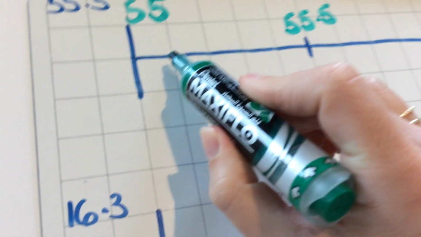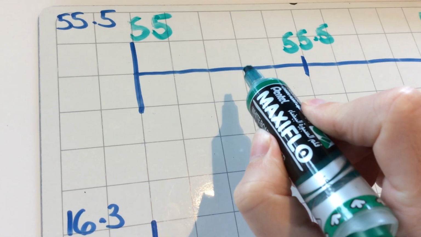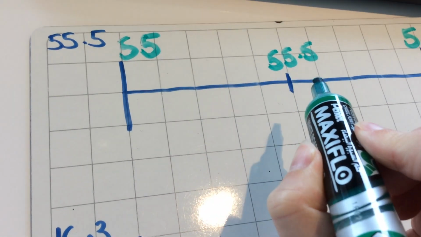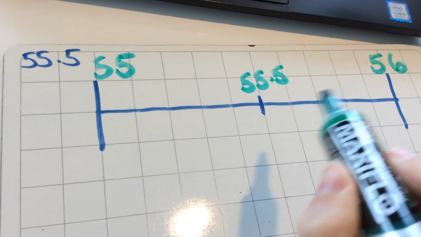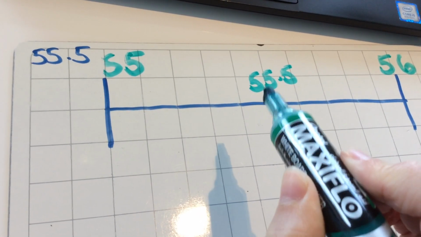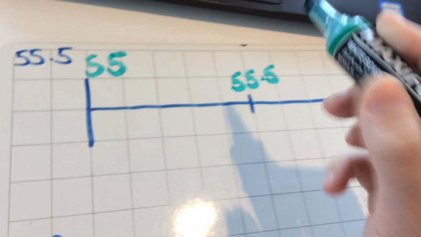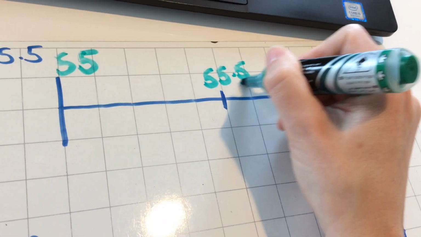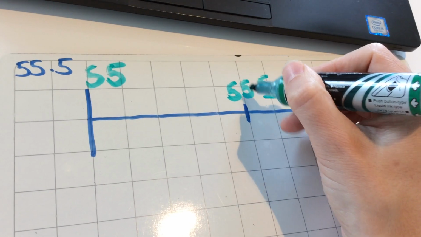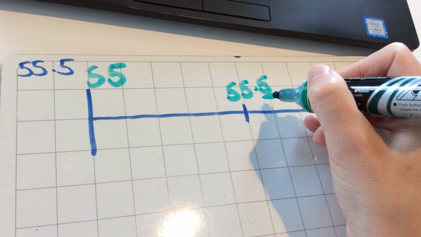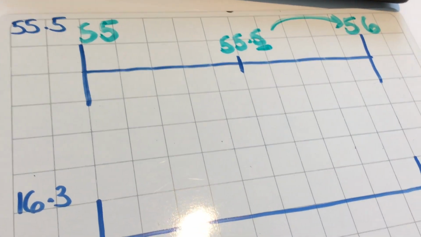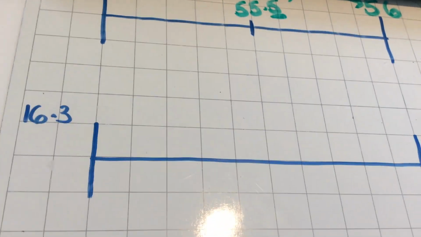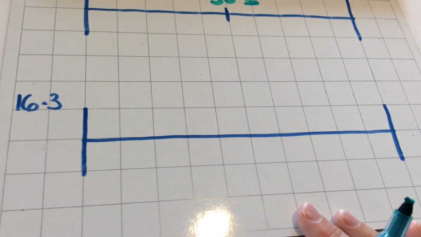So that would be 55.1, 0.2, 0.3, 0.4, 0.5, 0.6, 0.7, 0.8, 0.9, and then 56. Okay. Now, that's exactly halfway between. So I might need to remember my rule. I need to look at that 5 because I'm rounding to the nearest whole number or nearest one. So I'm going to need to round that one up, okay? Now doing this yourself, drawing it on a piece of paper, is a really good strategy.